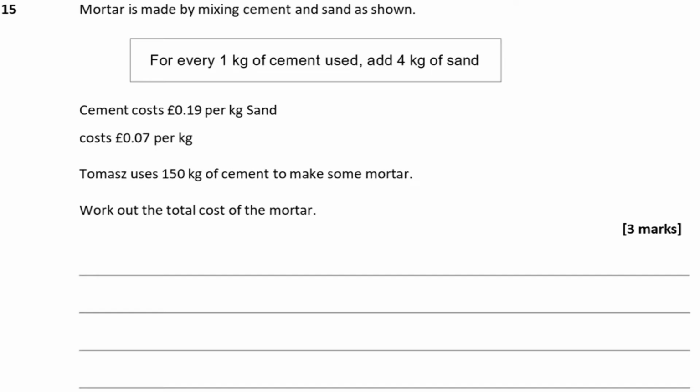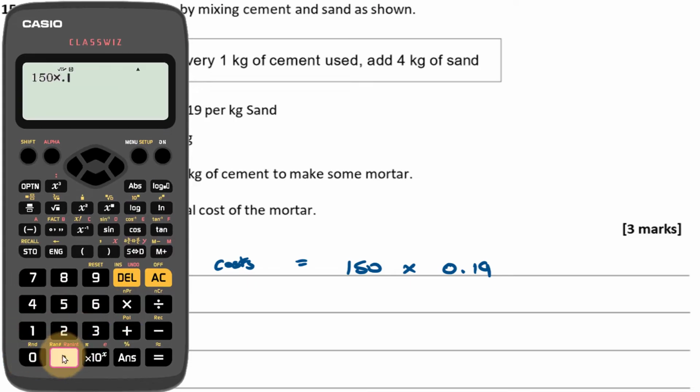Okay. So he needs 150 kilograms of cement. Let's start there. We know that cement costs 19 pence per kilogram. So the cement costs 150 kilograms times the cost per kilogram, which is 0.19. So that's 150 times 0.19. That comes out to be £28.50.